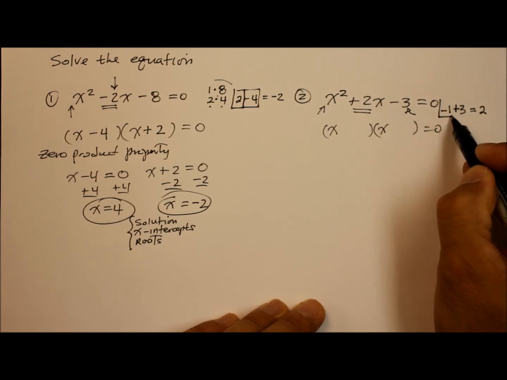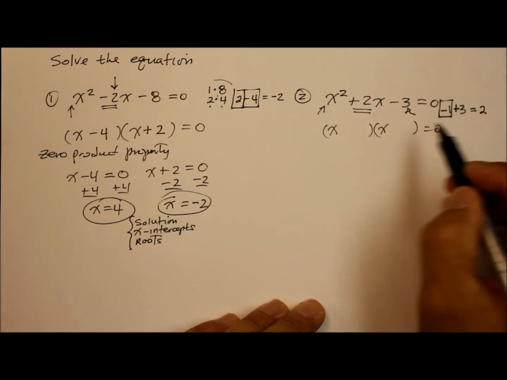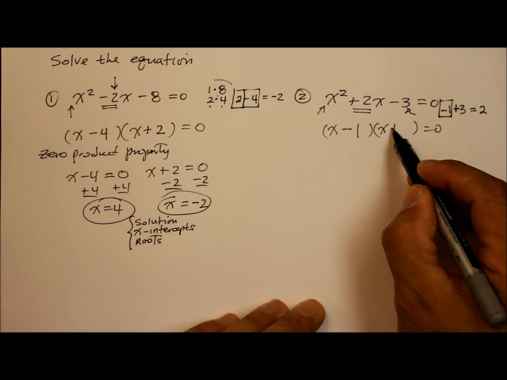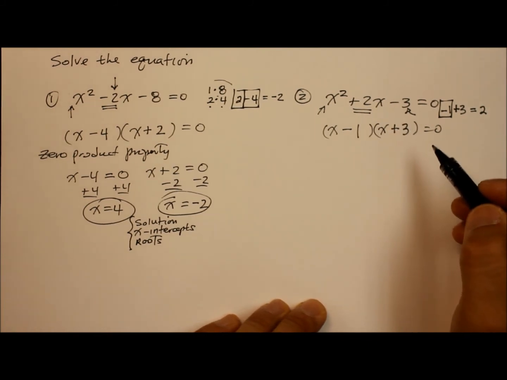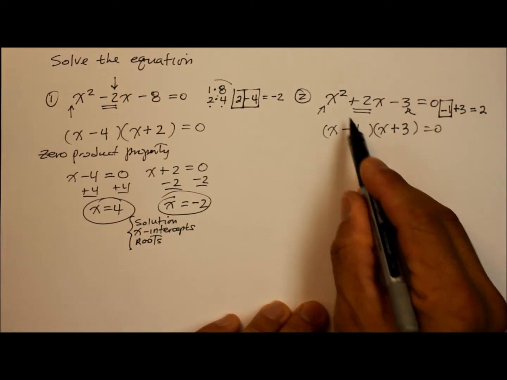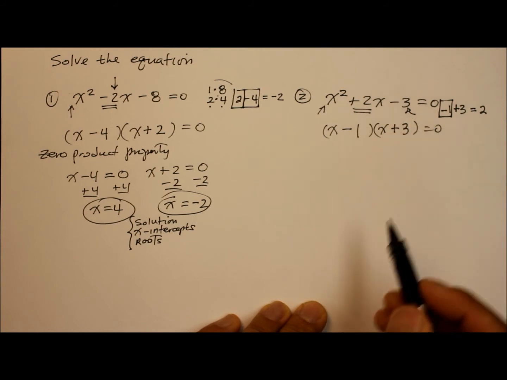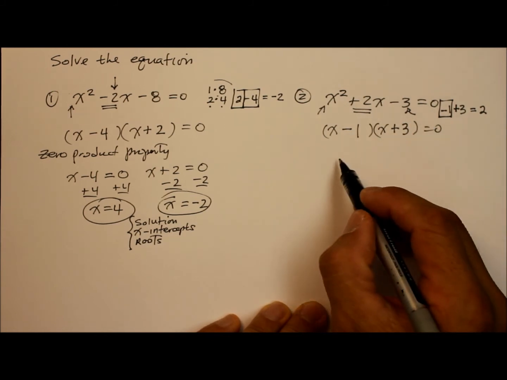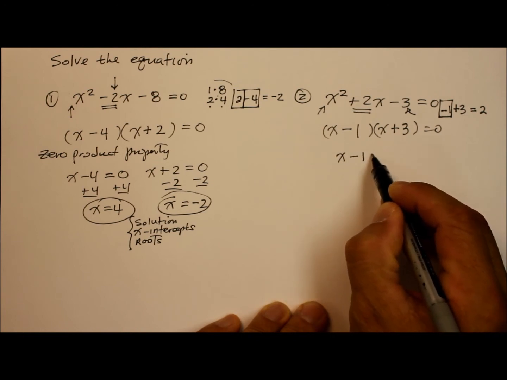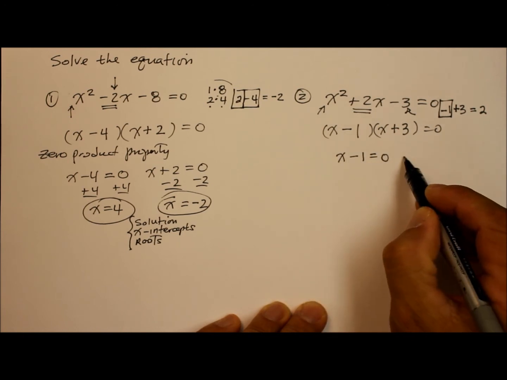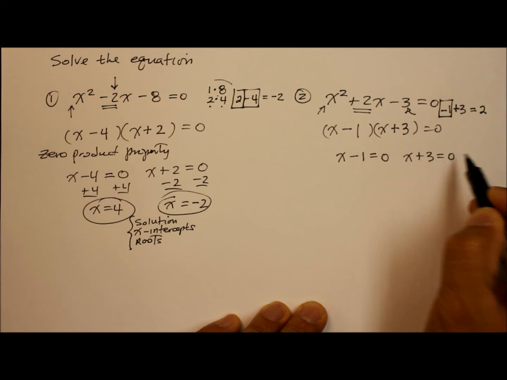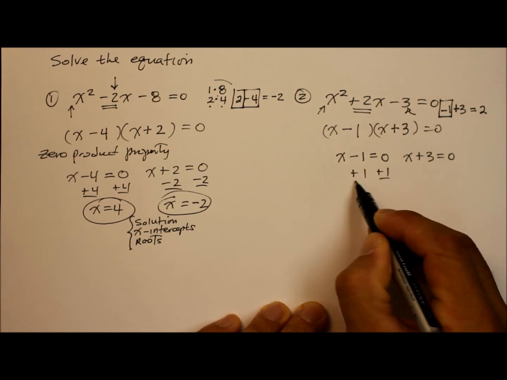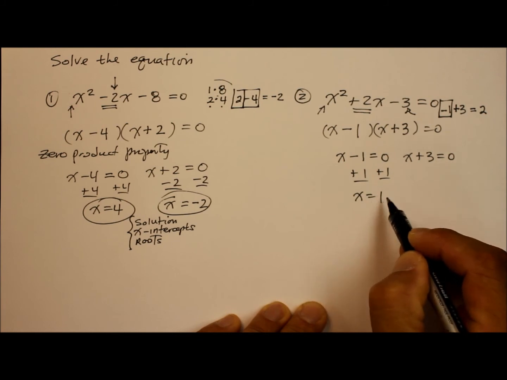So you take one of the numbers, negative 1, and put it over here. And take the plus 3 and put it over there. And that becomes the factored form of this trinomial of the equation. So now you're going to use the zero product property and you're going to set each factor to 0. And finally, you're going to solve for x by adding 1 to both sides of the equation. So x is equal to 1.